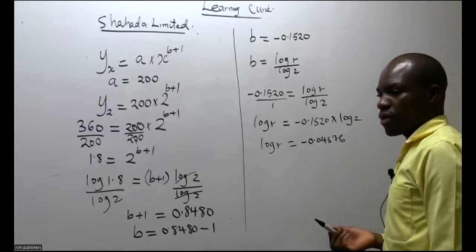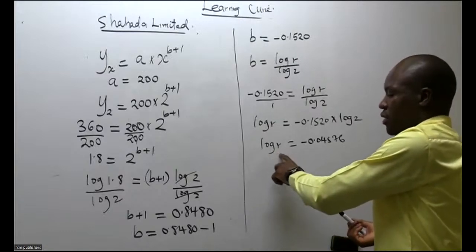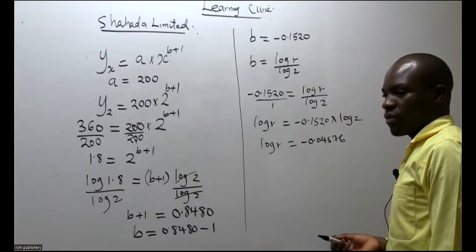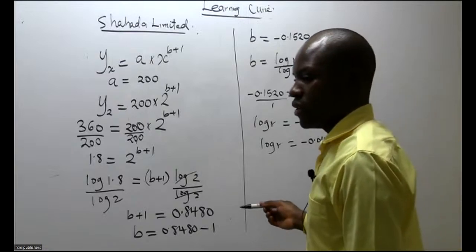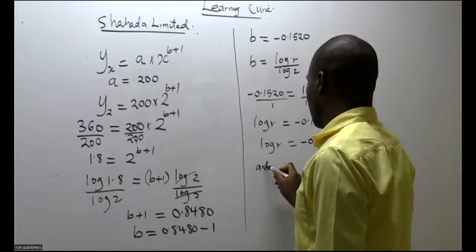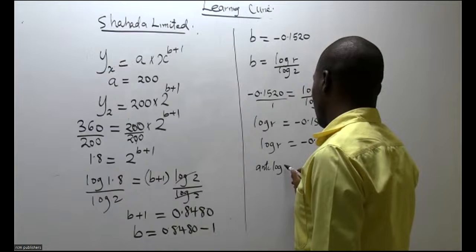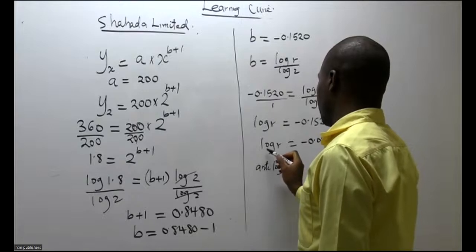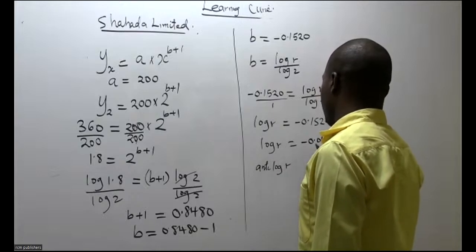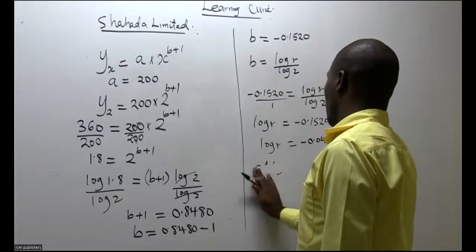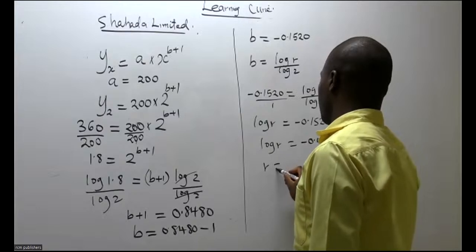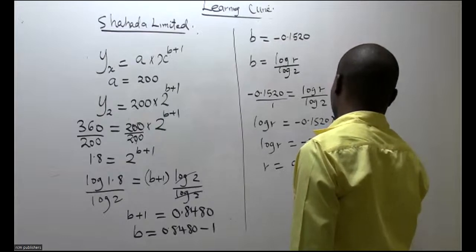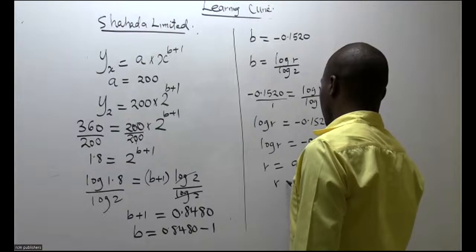What do I do? If I want to get R now, not log R, what do I do? I need to get the anti-log. Just get the anti-log. So divide both sides by the anti-log, and you'll be able to get your R. R is equivalent to the anti-log of negative 0.04576. So what will be the value of R?